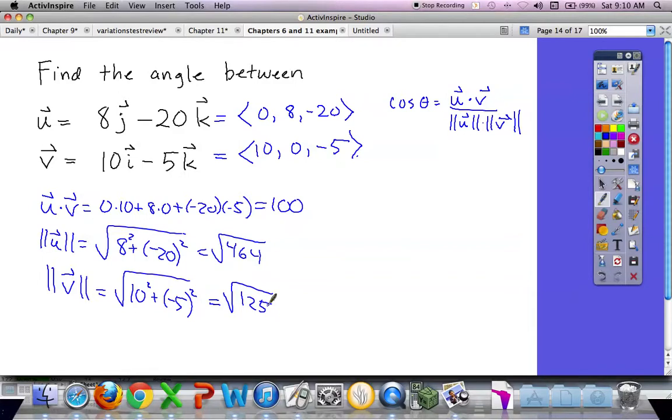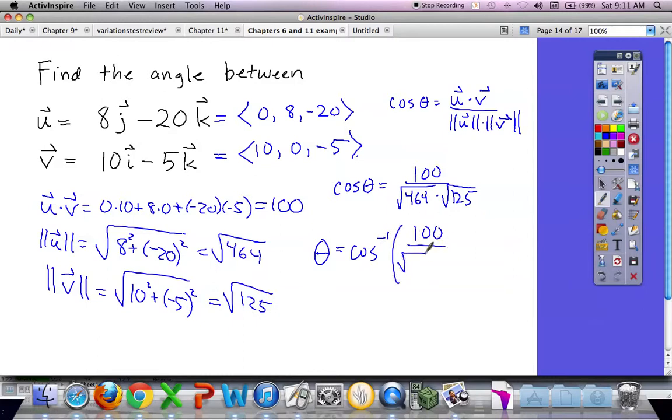So let's plug all that into our formula. Cosine of theta equals the dot product 100 divided by the square root of 464 times the square root of 125. And I'm just going to do this in one step. Theta equals cosine inverse of 100 over the square root of 464 times the square root of 125.